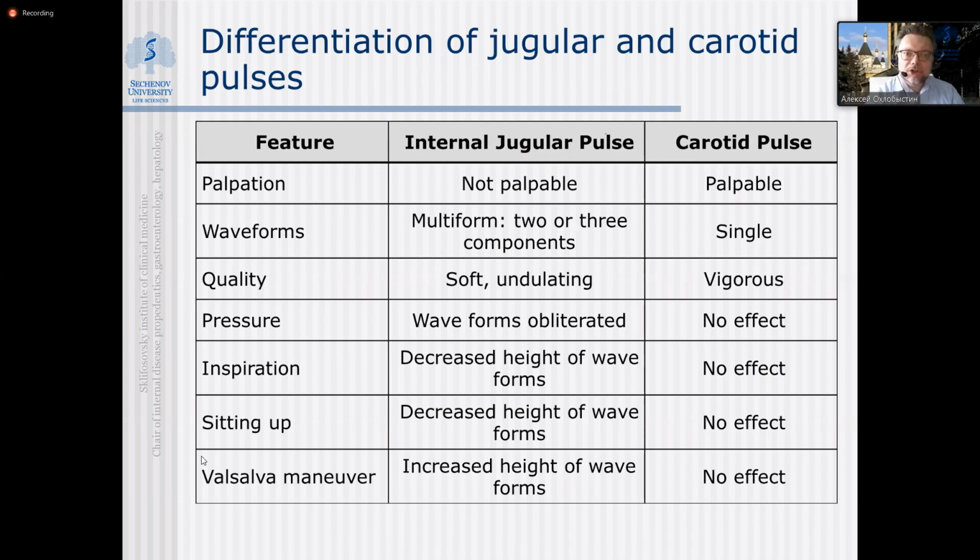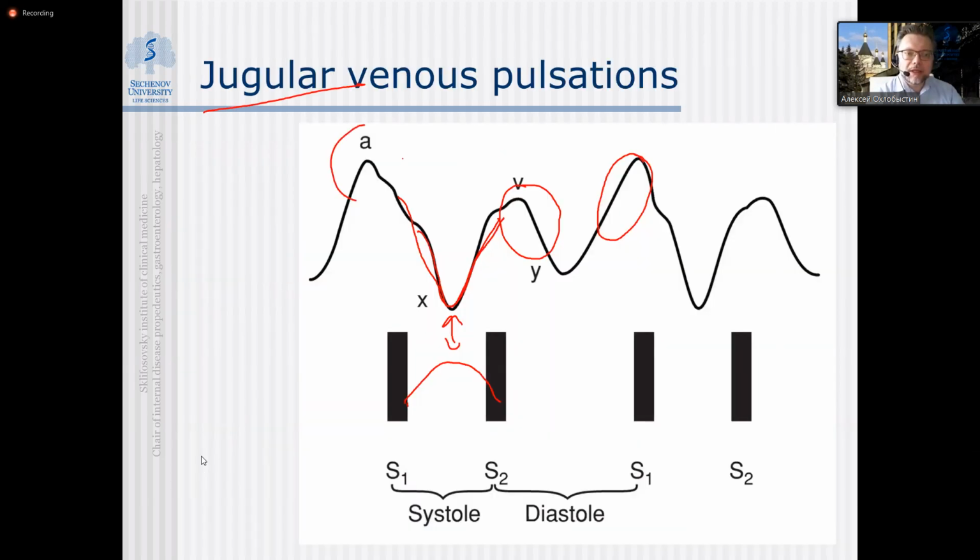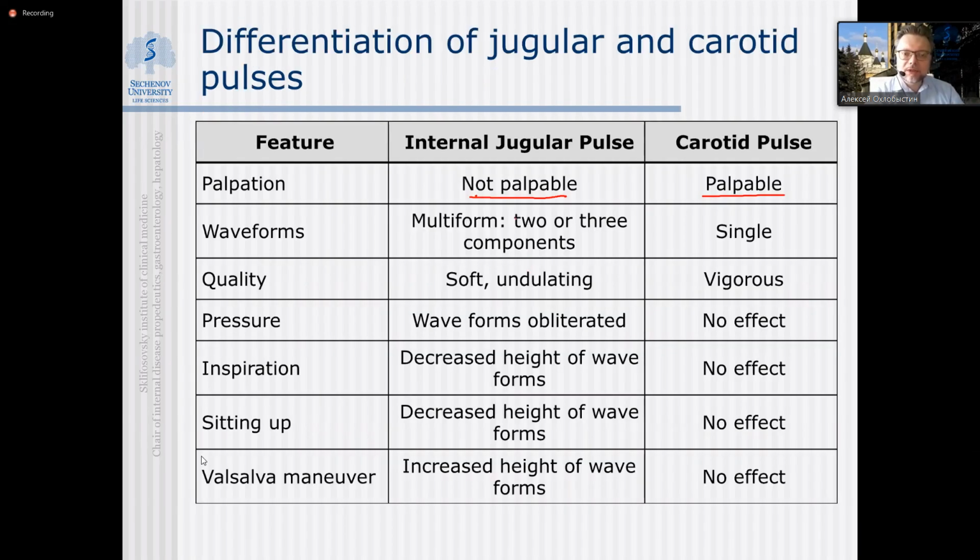Well, how can you differentiate jugular and carotid pulses? First, palpation. Jugular venous pulse mostly will be assessed by inspection. It's hardly palpable or not palpable at all. Carotid pulse is nicely palpable, always palpable. Waveform: it's multiform. Typically, there will be at least two or three components. You may see component A, the atrial contraction, and component V, which happens during ventricular filling. So at least two components will be visible.